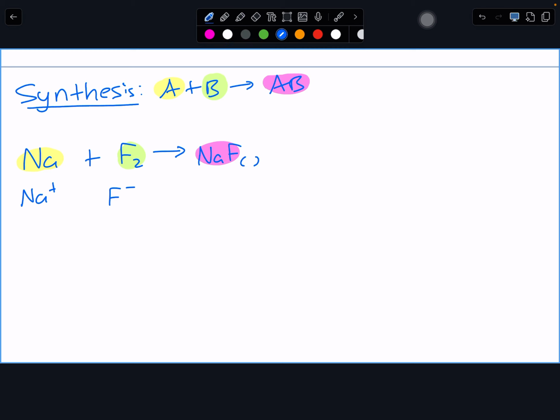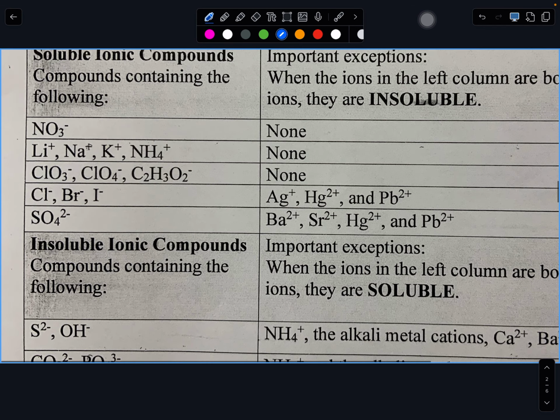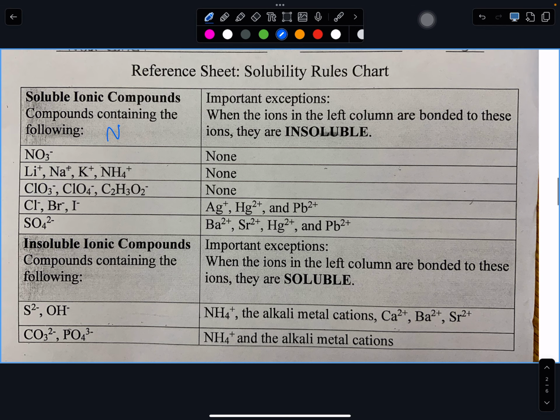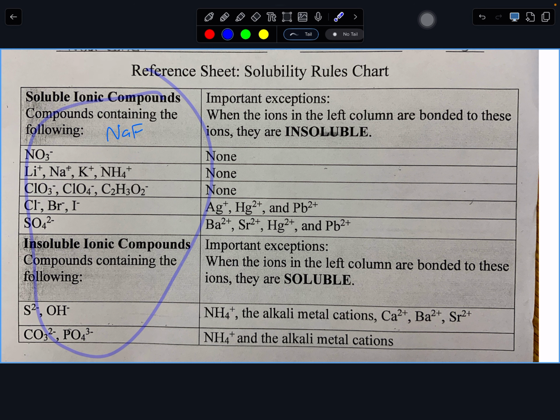How do I know the state of matter of this compound? Okay, so NaF is the compound. So I have to look for either Na or F anywhere on the left side. Do you see Na or F? Where? Na, in the second one. Yes, so Na is soluble. There's no exceptions, so it's aqueous.